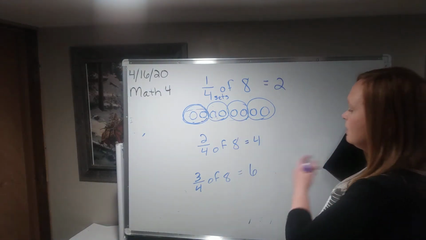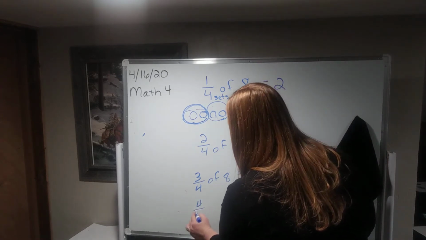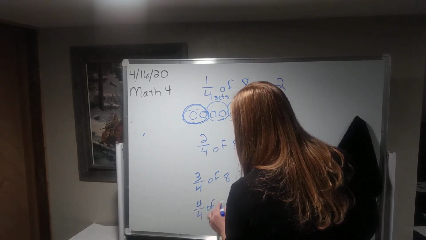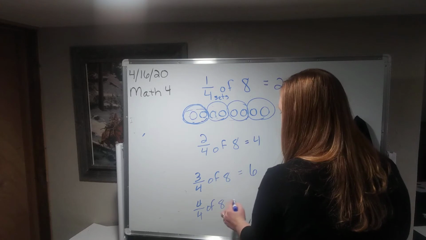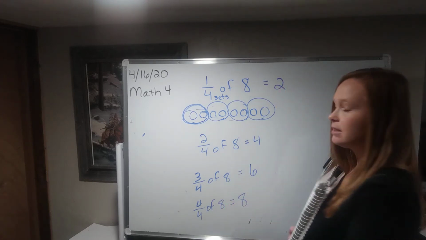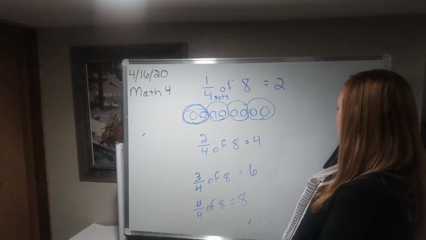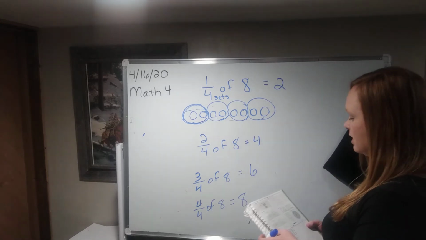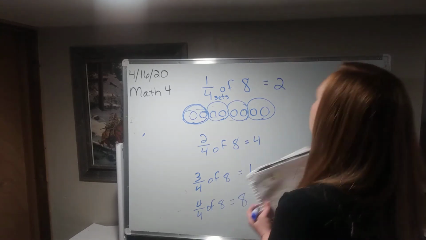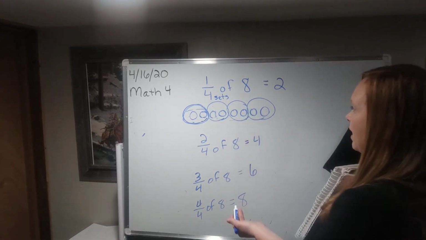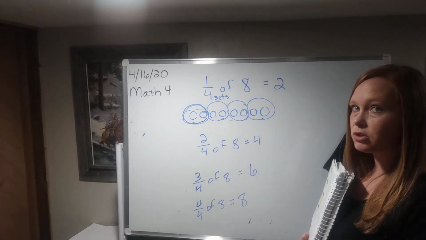And what about 4/4? What if I want to know what is 4/4 of 8? Well, that's all my cookies. So it's going to be 8 cookies, isn't it? All right. So what did we actually do here? We did all of this math. So how can I do this without a picture?